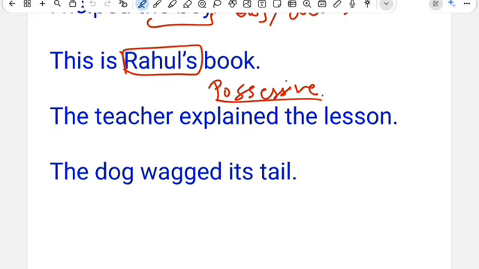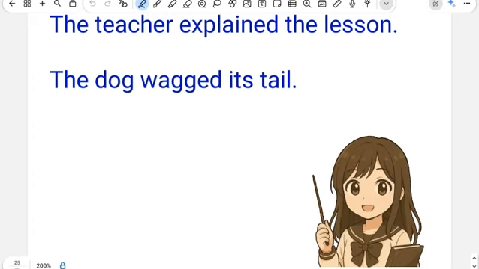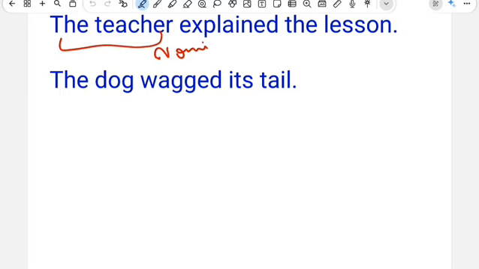Now, the teacher explained the lesson. Who explained the lesson? The teacher. So the teacher is in subject place and it is a noun, so yes, it's nominative case. The dog wagged its tail. Who wagged its tail? You have to tell me the last sentence in the comment box.